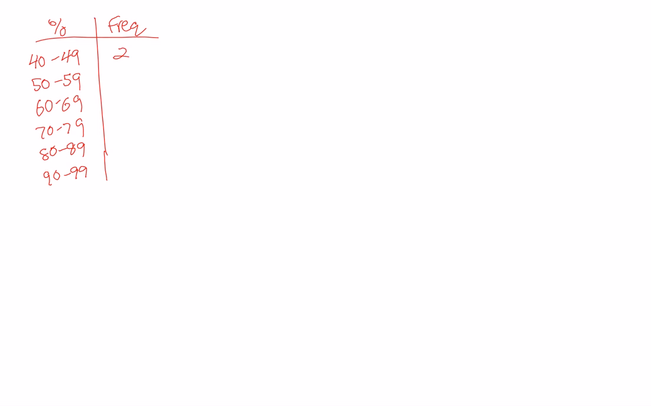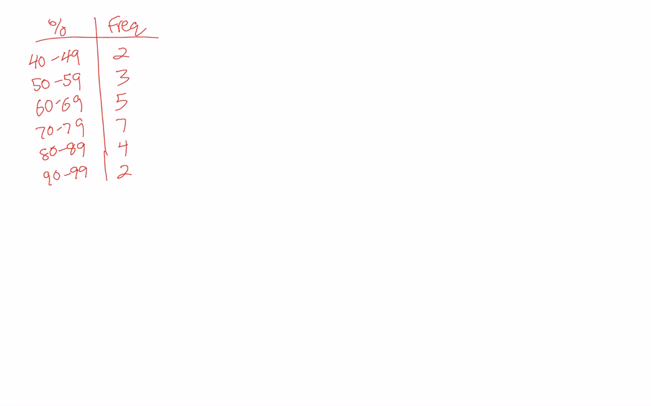Okay, so let's suppose we have 2 people in the class that have that mark. Let's suppose we have 3 in this range, 5 in this range, let's say 7 here, 4, and 2. So in this case, we have the same sort of idea, except it just gives us categories or ranges instead of just exact marks.